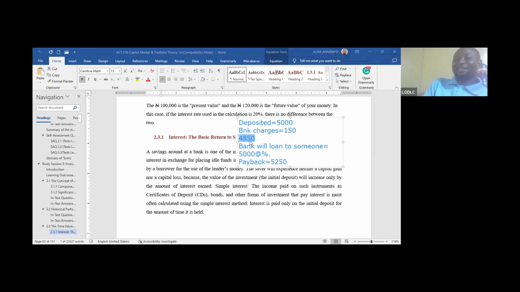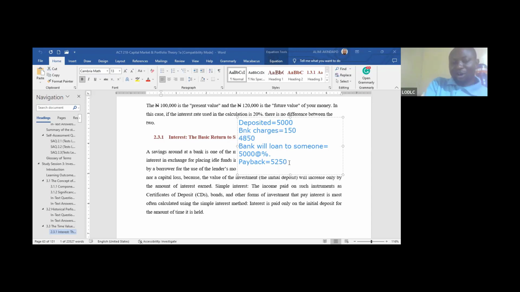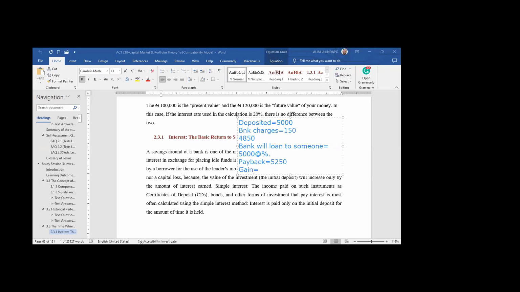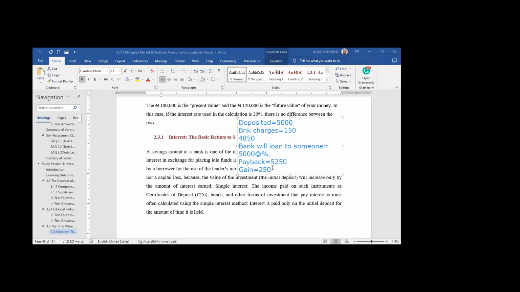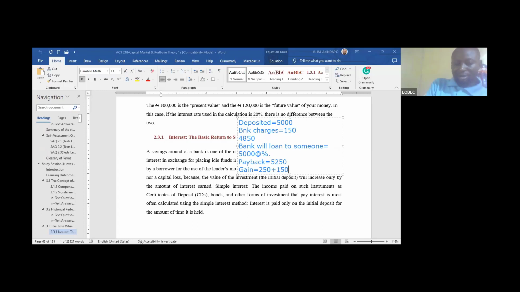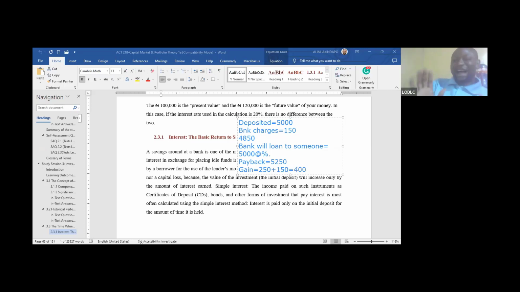But for the fact that you made an investment with the bank by taking your money there, the bank makes a gain. The person pays back 5,250, so the bank makes a gain of 250. You deposited 5,000. The bank makes a gain of 250 plus the 150, which is equal to 400. So that's the gain of the bank.